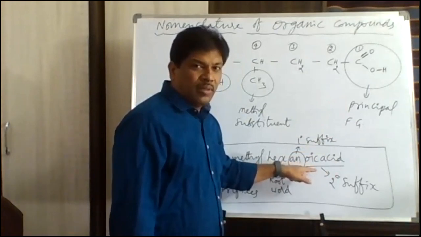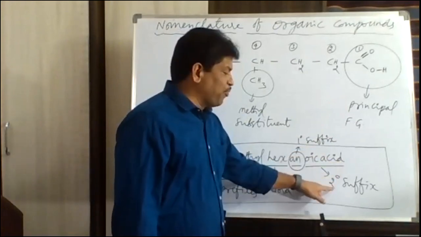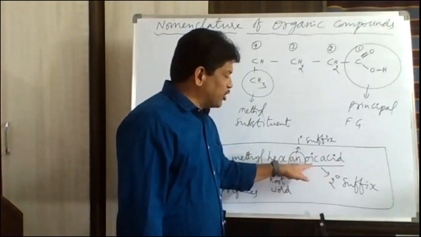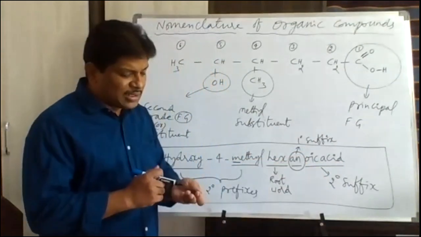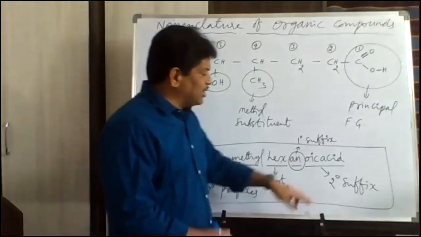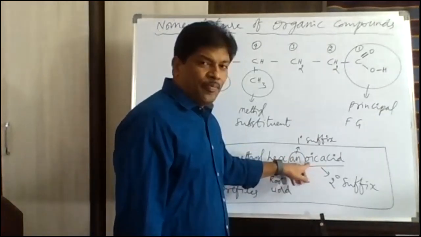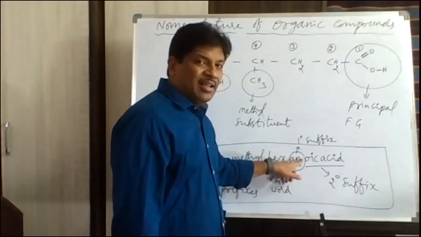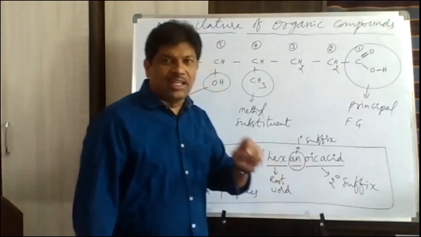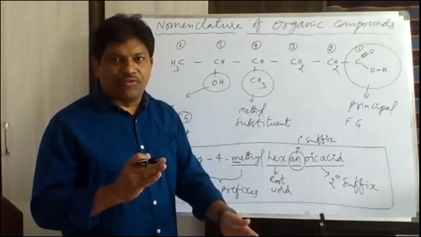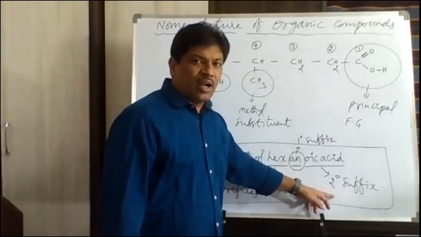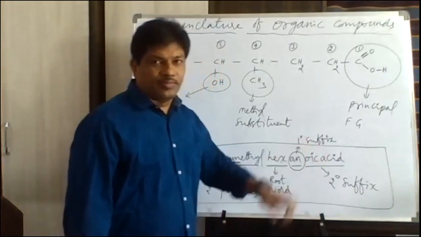Oic acid, we have to remember. This oic acid, the secondary suffix name, starts with O. Whenever the secondary suffix name starts with a vowel, we have to drop the letter E from ANE. From ANE, the E is dropped if the secondary suffix name starts with a vowel.